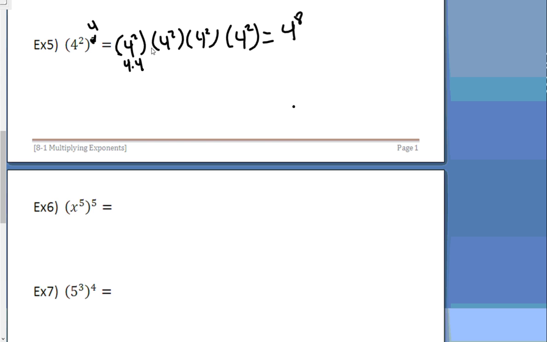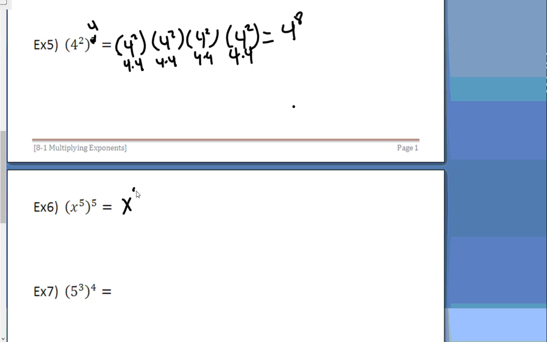Make sense? If that does not make sense to you, then all you have to do is right here, 4 squared is really 4 times 4. That's 4 times 4. That's 4 times 4. And that is 4 times 4. So you have 8 4s, which is 4 to the 8th power. Got it? All right, next example.